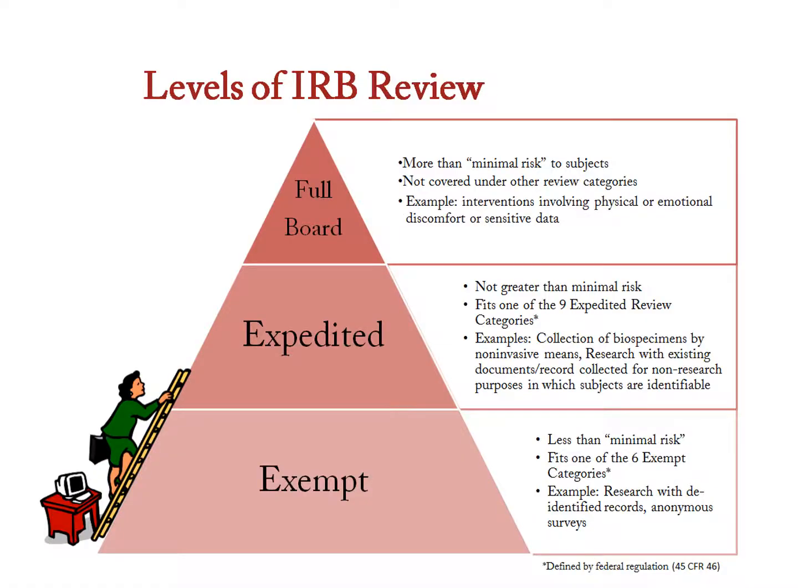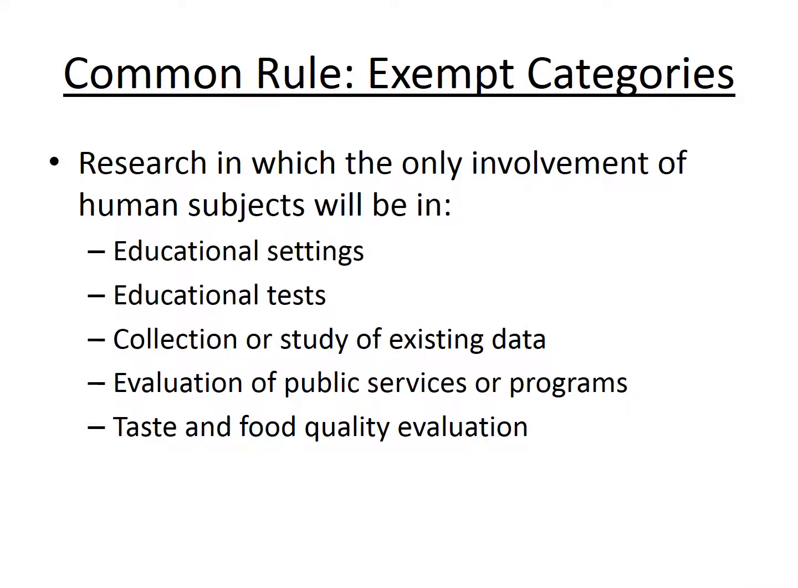In the Common Rule, levels of IRB review included full board, expedited, and exempt. The exempt level was one that was not subject to federal regulations, and only specific categories of research were considered to be exempt, such as less than minimal risk, or fits into one of 6 defined exempt categories. In the Common Rule, these exempt categories included research in education settings, research using educational tests, collection or study of existing data, evaluation of public services or programs, and taste and food quality evaluation.